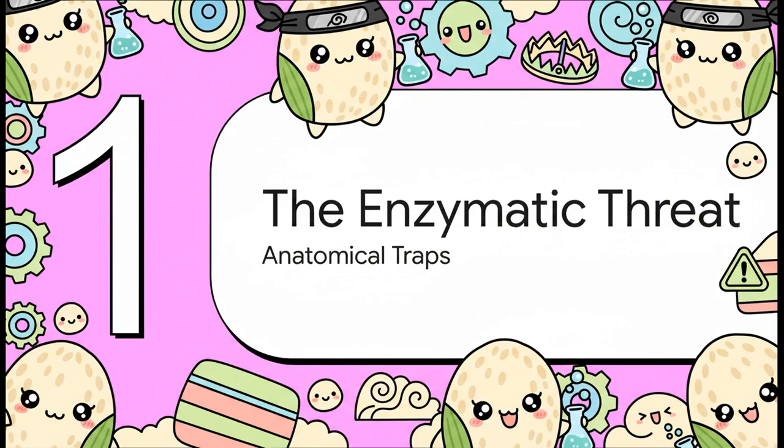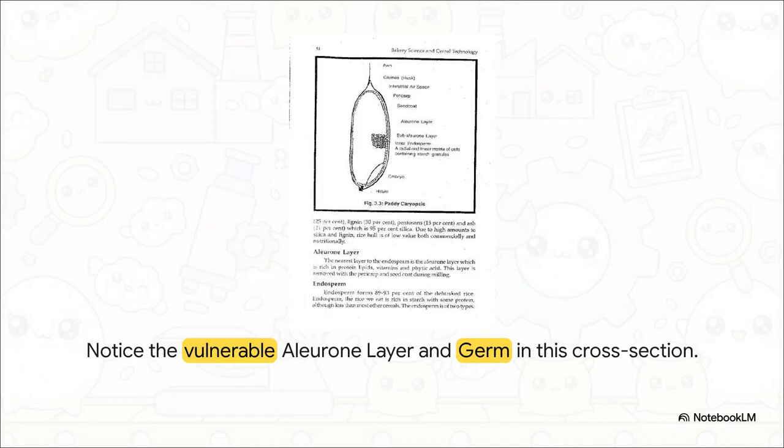Section 1. The enzymatic threat and navigating anatomical traps. You really have to look at the sheer anatomical vulnerability of the paddy caryopsis. Pay close attention to the aleurone layer and the germ, the embryo, sitting right there at the edge of the endosperm. This is exactly where the vast majority of your lipids and enzymes live, trapped in incredibly close proximity, separated by nothing but delicate cellular structures. It's a literal anatomical trap. If your machinery applies just a tiny fraction of excessive shear or compression, those separate components mix. The second the physical integrity of that aleurone layer is mechanically breached, your product's commercial value starts dropping to zero.